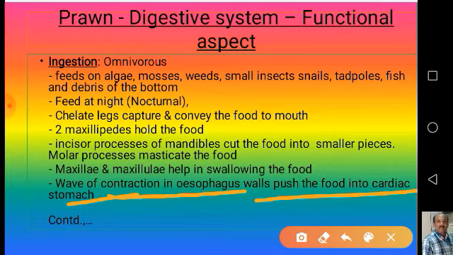This contraction also helps, to a little extent, in the mastication of the food. This masticated food will be pushed to the cardiac stomach, and a type of suction force is created here to push the food material to the cardiac stomach. From the cardiac stomach, the liquefied food or small particles of the food are passed to the pyloric stomach by the lateral grooves.